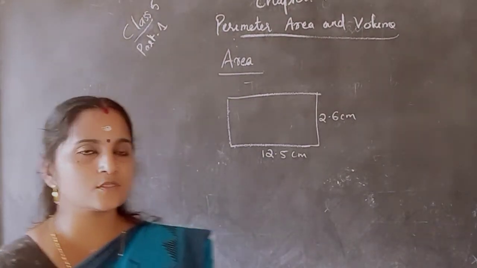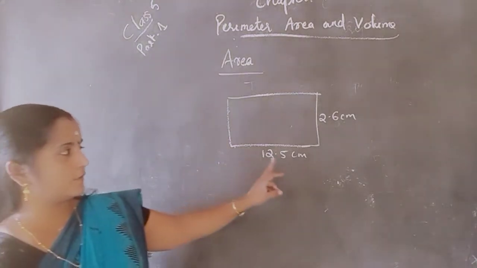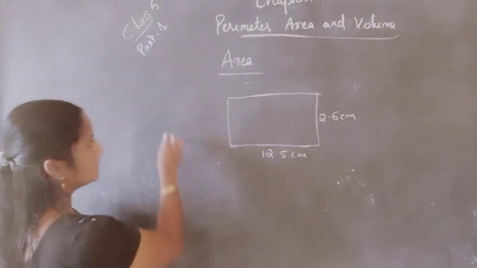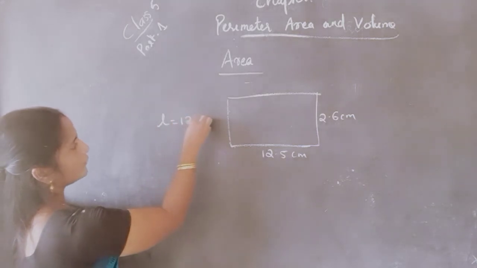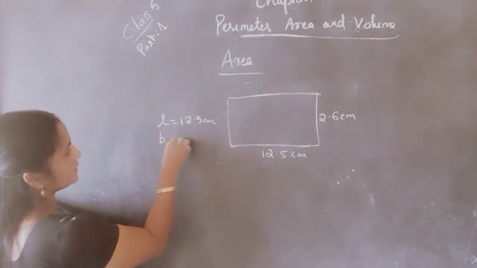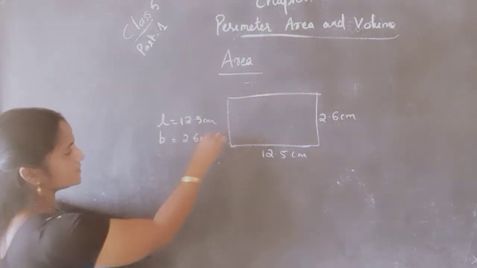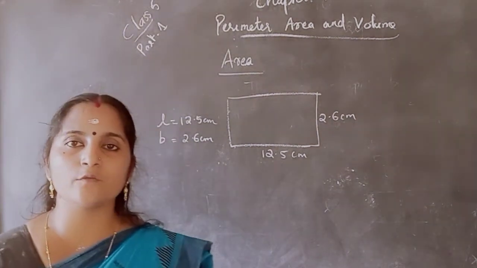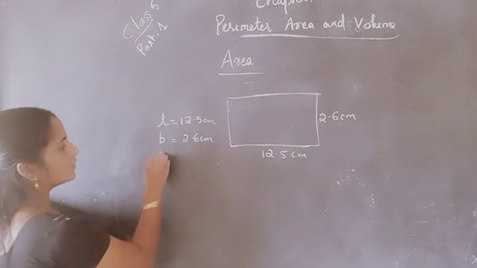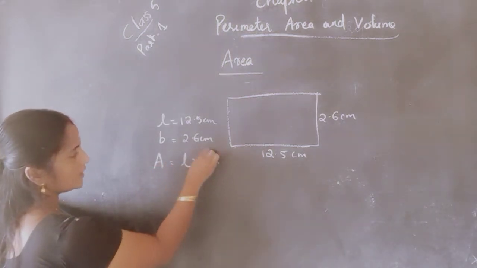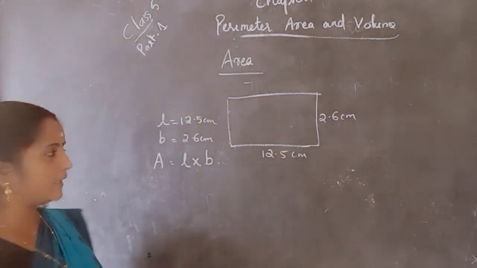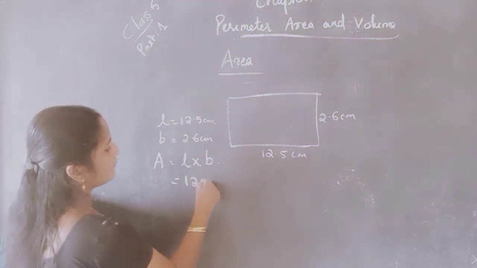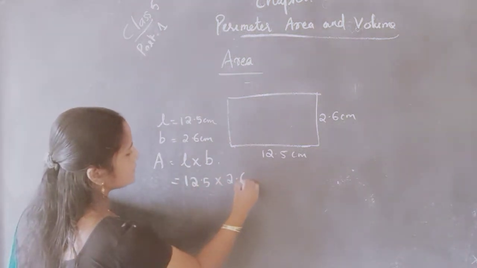This is another question. Find the area of a rectangle whose dimensions are: length is equal to 12.5 centimeter and breadth is 2.6 centimeter. That is, instead of whole numbers, decimal numbers are given. Then how do we find the area? So here also we use the same equation. Area is equal to length into breadth, that is 12.5 into 2.6.